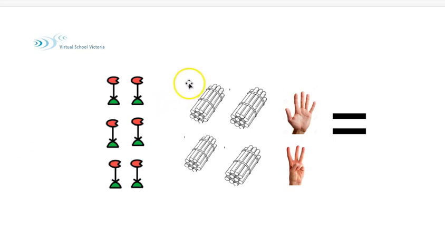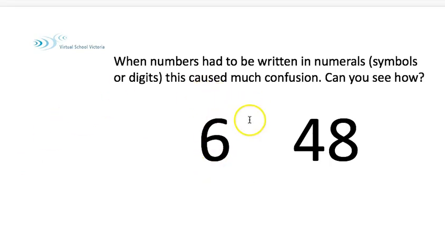Now, what would happen if there was nothing to show us that there is a hundreds column missing? It would be a difficult number to write. All we could see is 6, 4, 8, but we don't know whether it's 648 or it is 6 and 48. So not having a 0 creates difficulties.